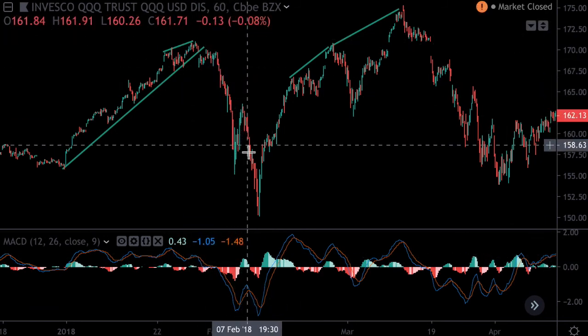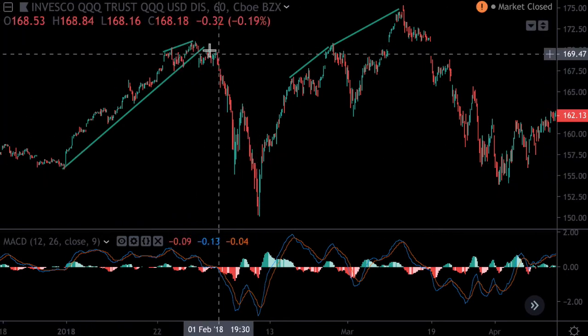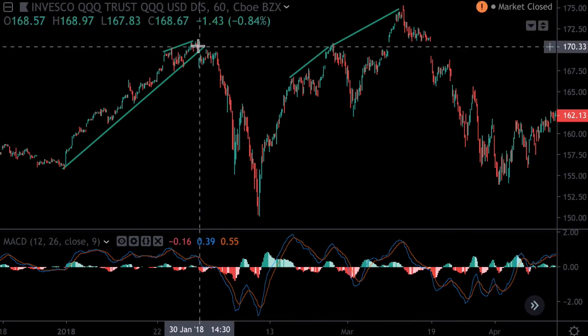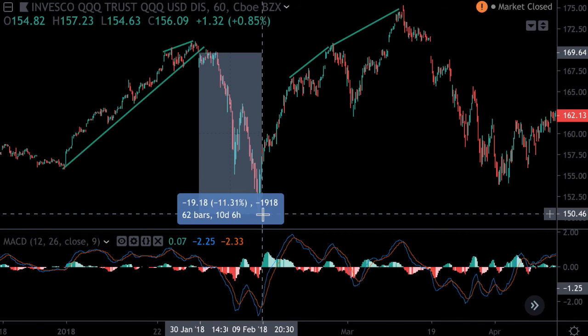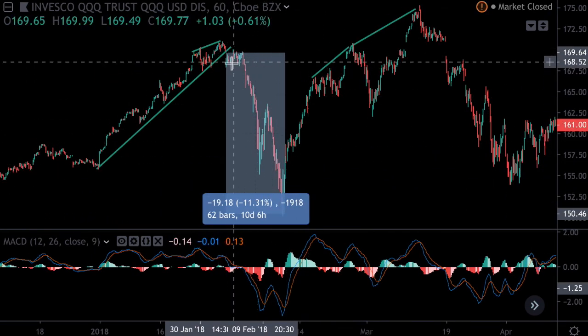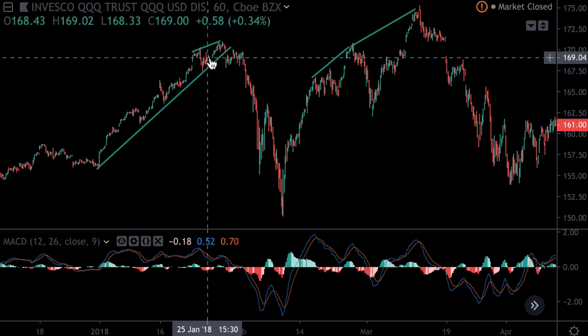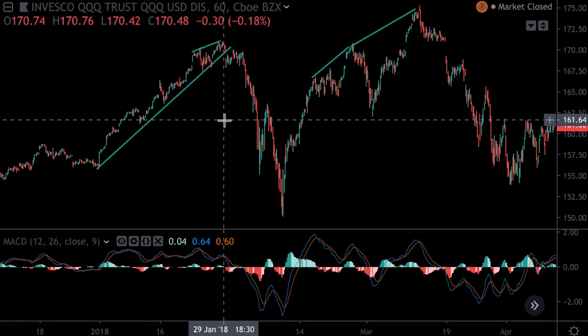And that led to this sharp rally. Just from the break of trend line, you could have made 11% profit on the broad markets, and this was an extremely simple trade to make if you knew the strategy.